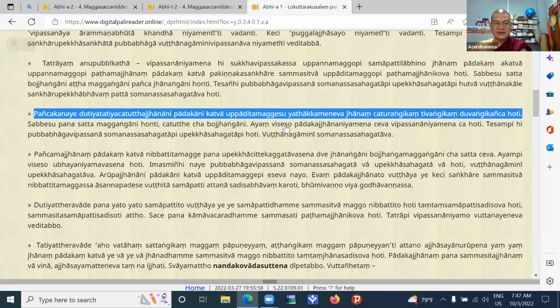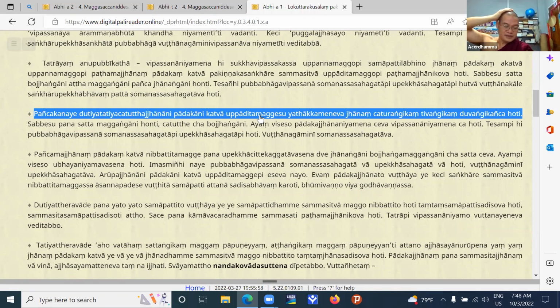Upadita Maggesu, here the Magga arises, taking the second, the third, the fourth jhana as base. Yatakamenewa, corresponding respectively to the jhana, it is Chiturangika, Tiwangika, Tuwagika, related to the jhana. In the second jhana, Chiturangika, only four factors.